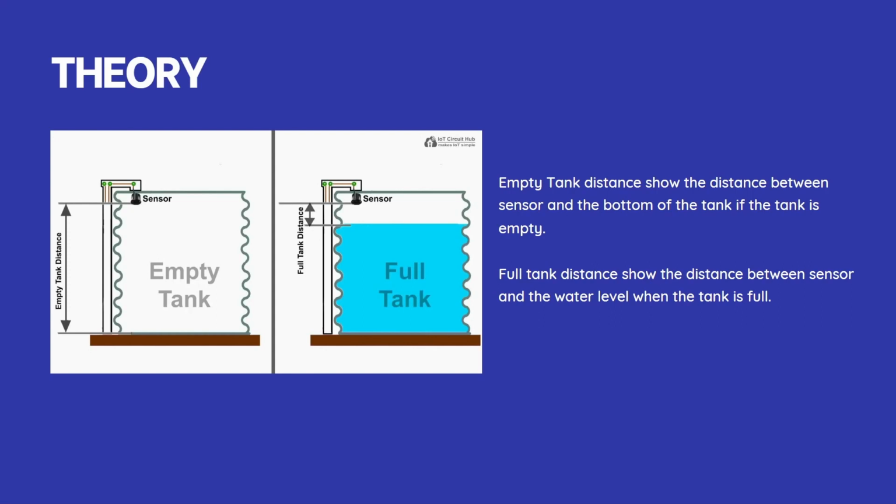Okay, so now let's look at the theory part. Here, you can see that there are the empty tank and the full tank, where for the empty tank we have the empty tank distance and for the full tank we have the full tank distance. The empty tank distance shows the distance between the sensor and the bottom of the tank if the tank is empty, while the full tank distance shows the distance between the sensor and the water level when the tank is full.